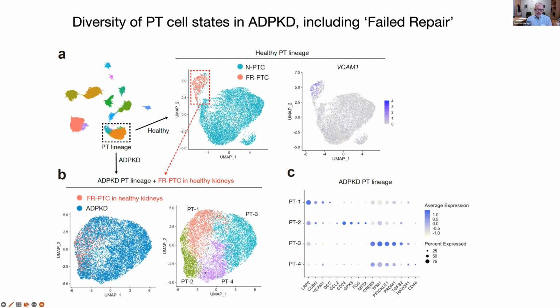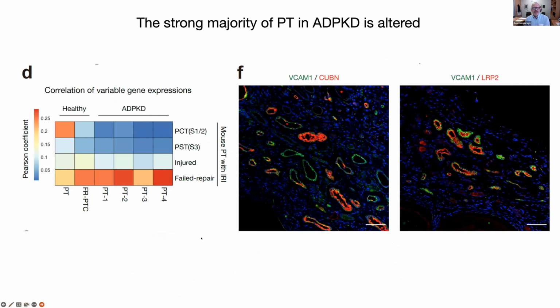We can see 4 or 5, probably 4 different subclusters here. Number 1 has the highest expression of LRP and cubulin, so it's probably the least dedifferentiated. And then these other ones have various genes, whether they're FOS, an immediate early gene, Prickle in the Wnt pathway, TGF beta, KIM1. But we were quite interested by a gene that turned up. I think it's going to be in the next slide. Excuse me, just to finish this point, the majority of proximal tubule in ADPKD is altered.